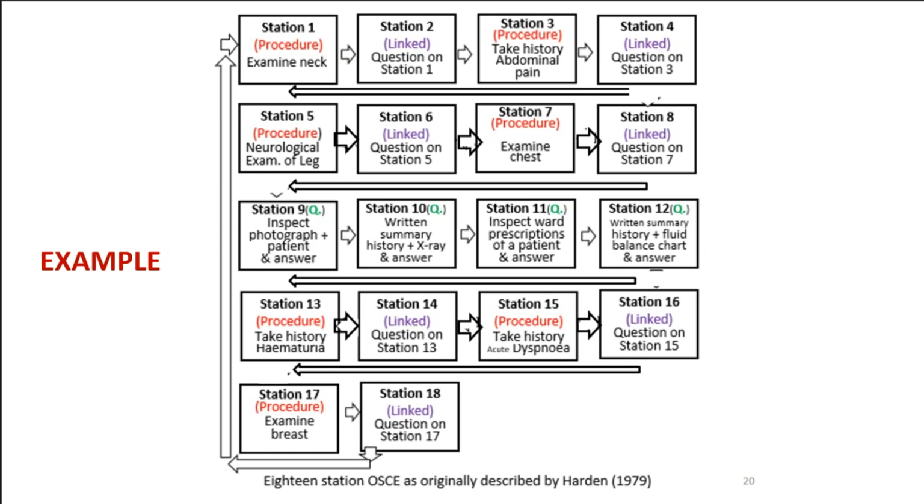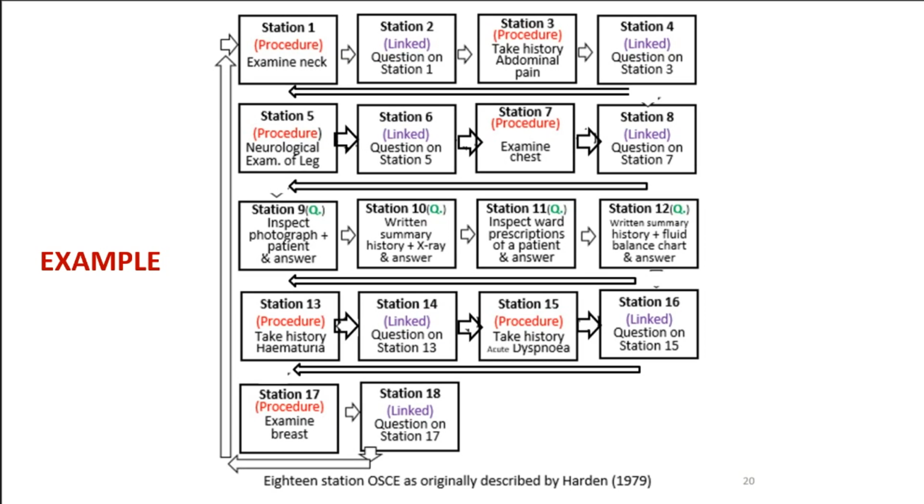Station 9, Q, inspect photograph plus patient and answer. Station 10, Q, written summary history plus X-ray and answer. Station 11, Q, inspect ward prescriptions. Station 12, Q, written summary history plus fluid balance chart and answer.